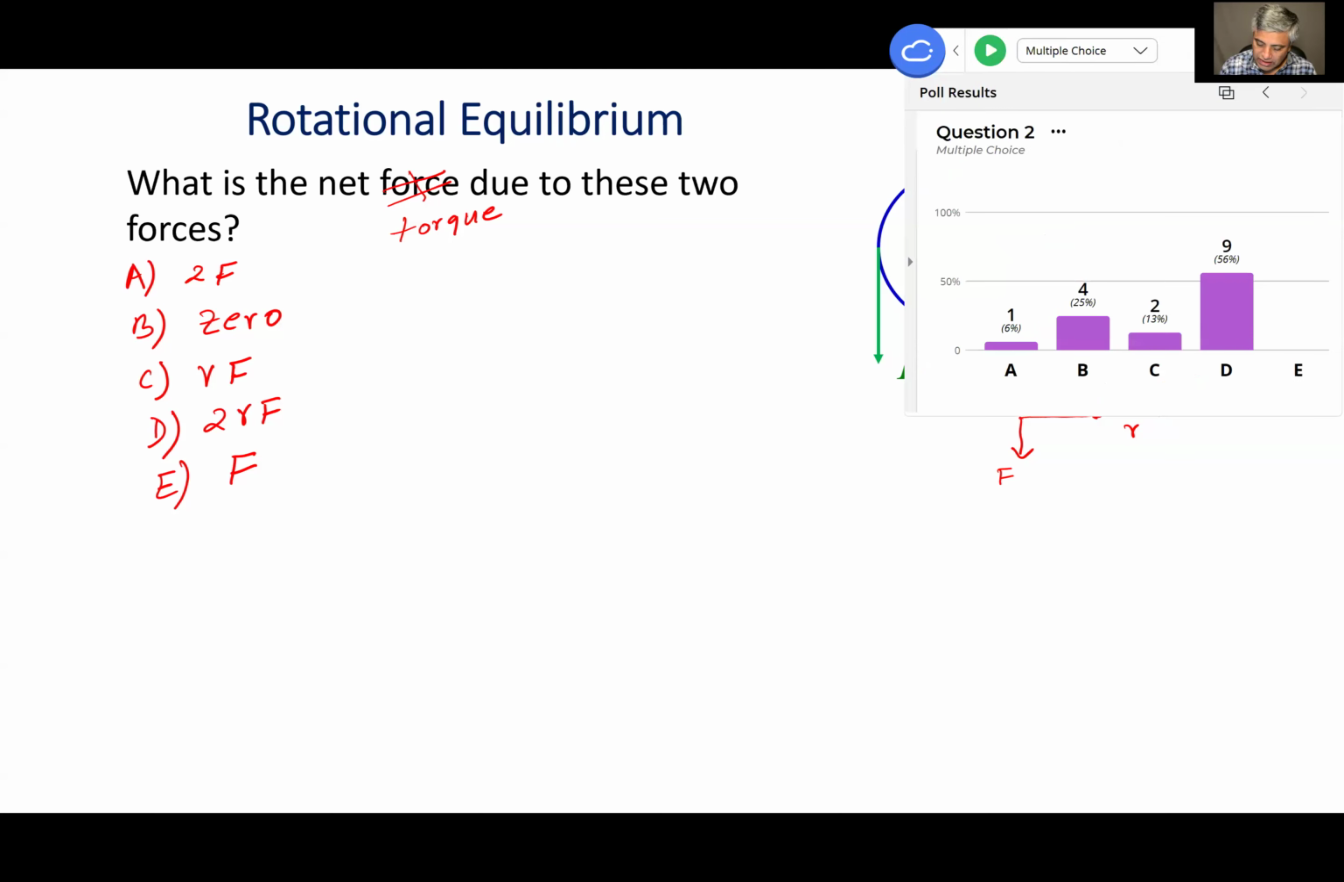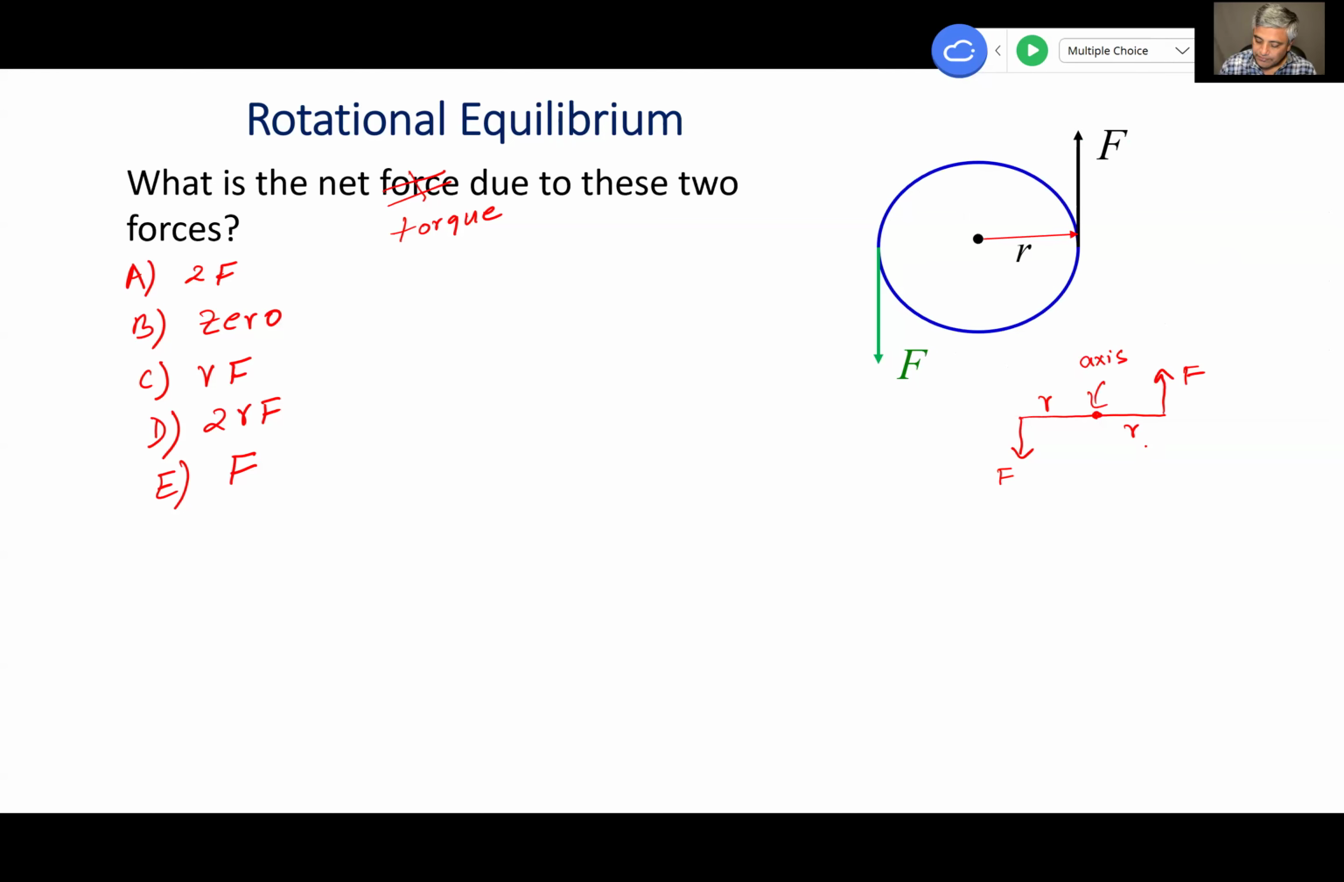Let's see what we got here. So there are more D's. So that is correct in this case. So why is that? Because the force is perpendicular. So when force is perpendicular, lever arm is the same as R. So torque is simply R times F in this case, because lever arm is the same as R.